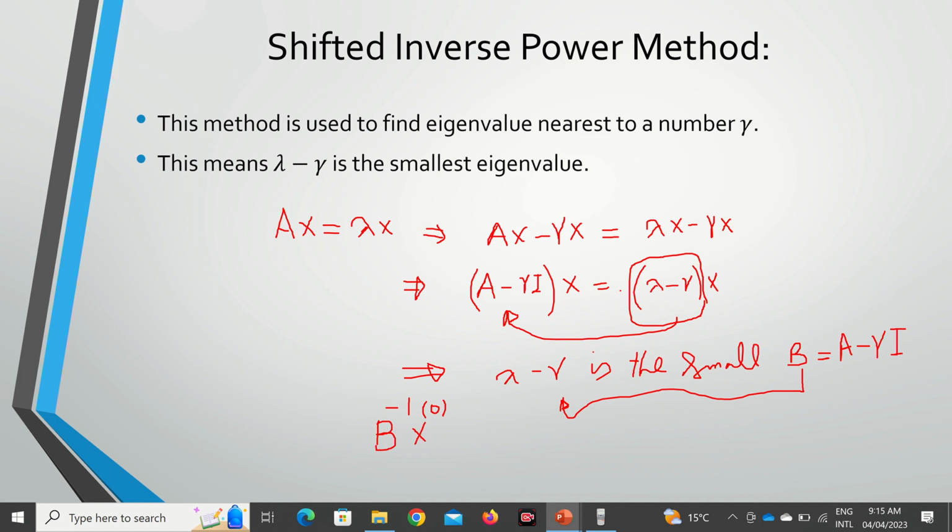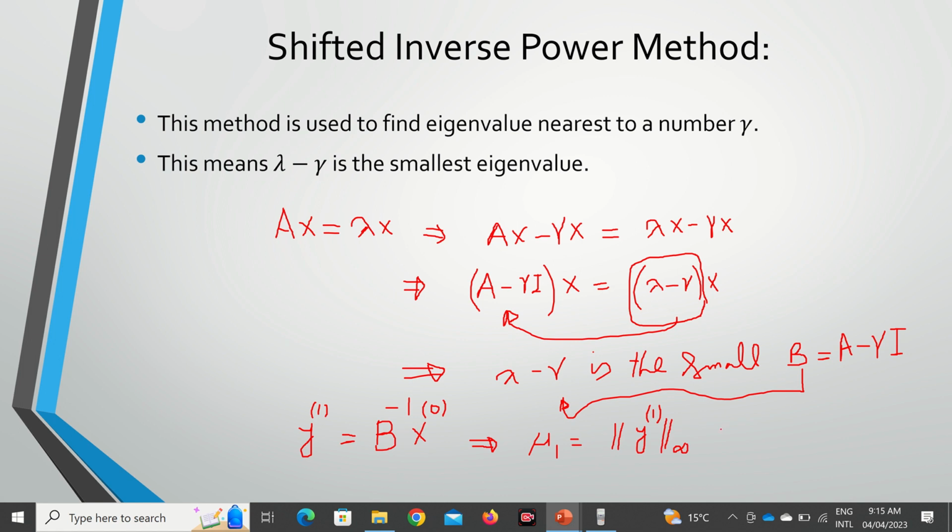So B inverse into x naught, we call this y1. The process is the same. Then we find the infinity norm of this vector and call that mu1. So mu1 will simply be the infinity norm of y1. And then you normalize y1 to get x1. The rest of the steps are the same as what we had in the power method.